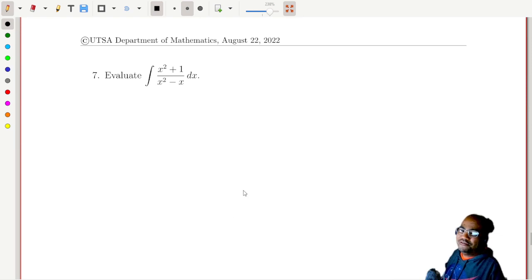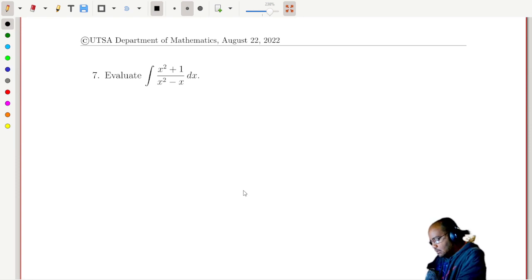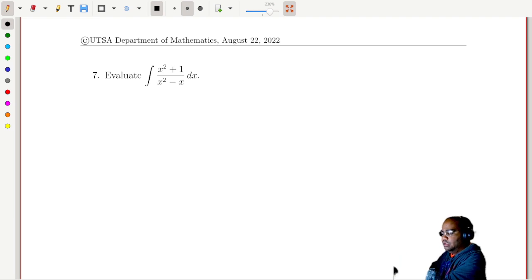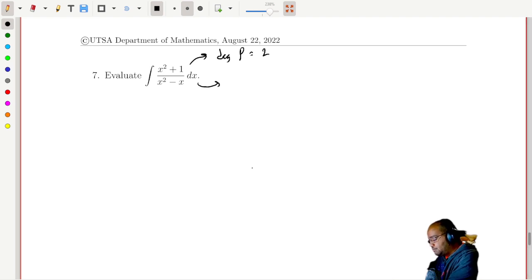Now let's look at this integral here: x squared plus 1 over x squared minus x. Partial fractions can only be done if your rational function is bottom heavy. Bottom heavy means that the degree on the bottom is bigger than the degree on the top. And remember that the degree of a polynomial is the highest power that appears, the highest exponent that appears. So the degree on top here, I'll call this degree of p, is 2. And the degree of the denominator is also 2.